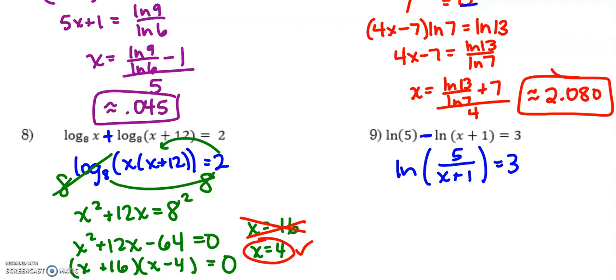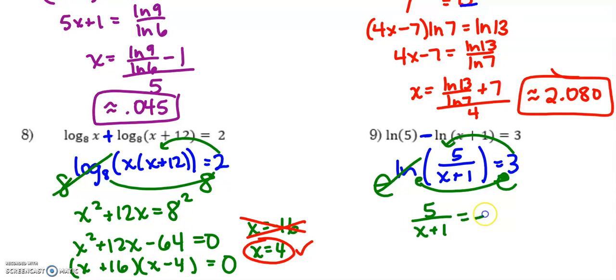So now to get rid of this natural log, I can think of it having a base e here, and I can do the little wraparound, or I can e both sides. Either way, e and natural log are going to cancel out because they are inverses of one another. This becomes e to the third.